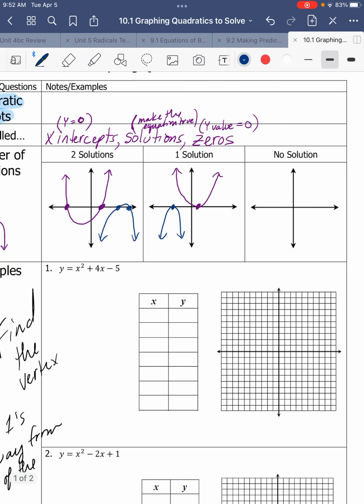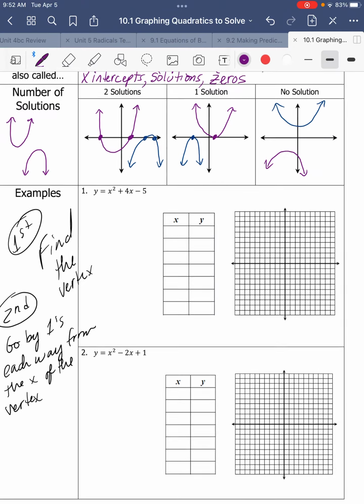No solution would look something like this, where it's not going to go through the x-axis, or something like this. At no point is that going to go through the x-axis, so that'd be no solution.